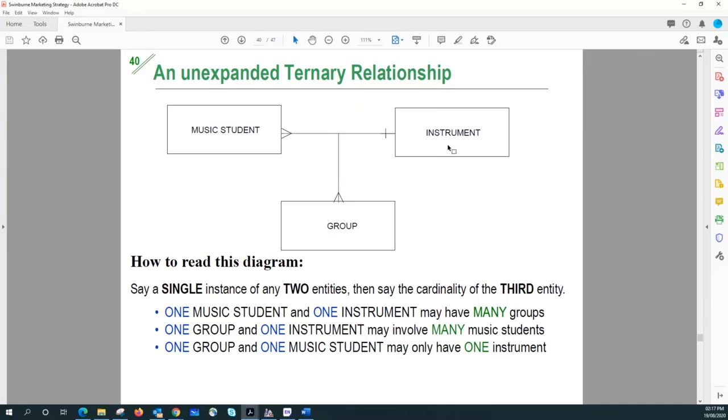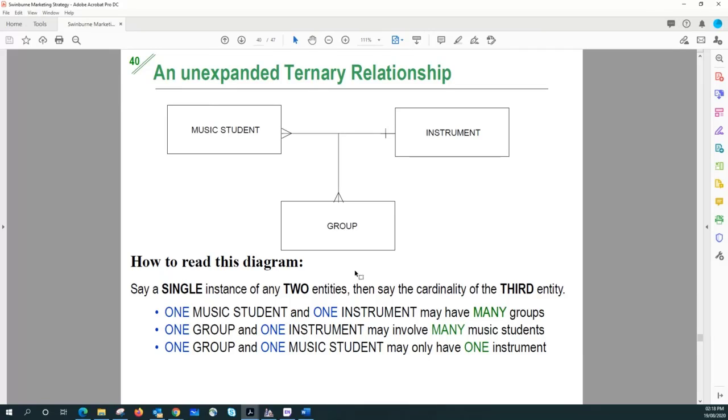Music student, group, and instrument: now we actually have the ternary relationship. Remember, in the binary relationship, when you read the relationship between these instances, we start with the one. One employee belongs to many departments, so one department can have many employees, something like that.